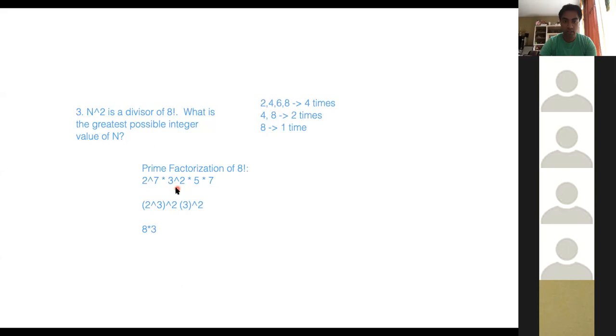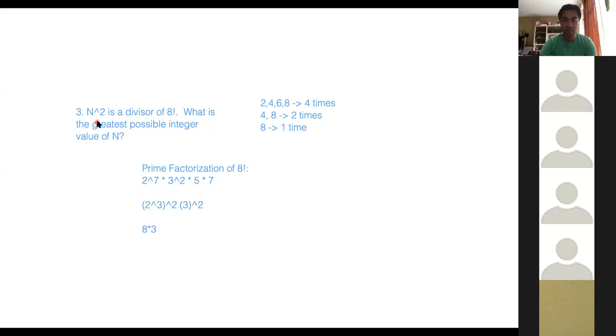And then for 3s, you can see that 3 and 6 are divisible by 3, so there are 2 factors of 3. And then 5 and 7 are also factors in multiplying 1 through 8. So we have a prime factorization.